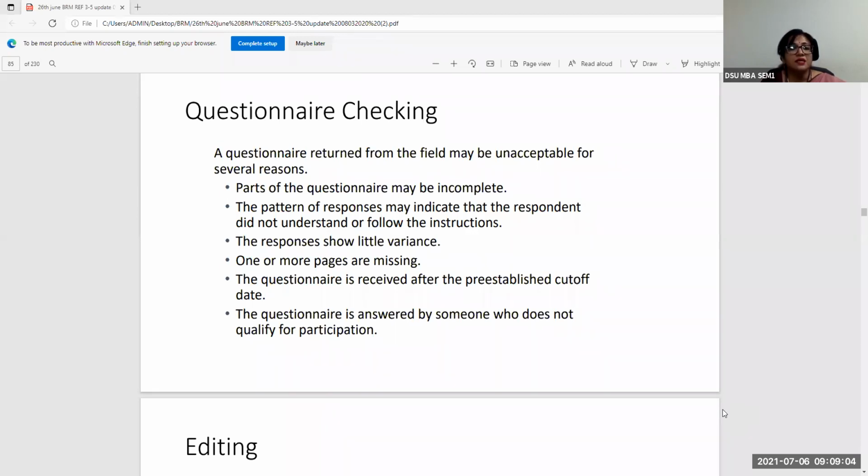What are some of the things? Some of the things that you might see is that parts of the questionnaire may be incomplete. People may have answered a few of the questions that you have asked, and they may not have answered many of the other questions. Second point, the pattern of responses may indicate that the respondent did not understand or follow the instructions. They could have either not ticked anything, ticked everything that was there, or not followed the instructions. In some way you can understand that the person who answered a particular questionnaire may not have understood the instructions per se. That is why it's very important for questionnaires to have instructions that people can understand.